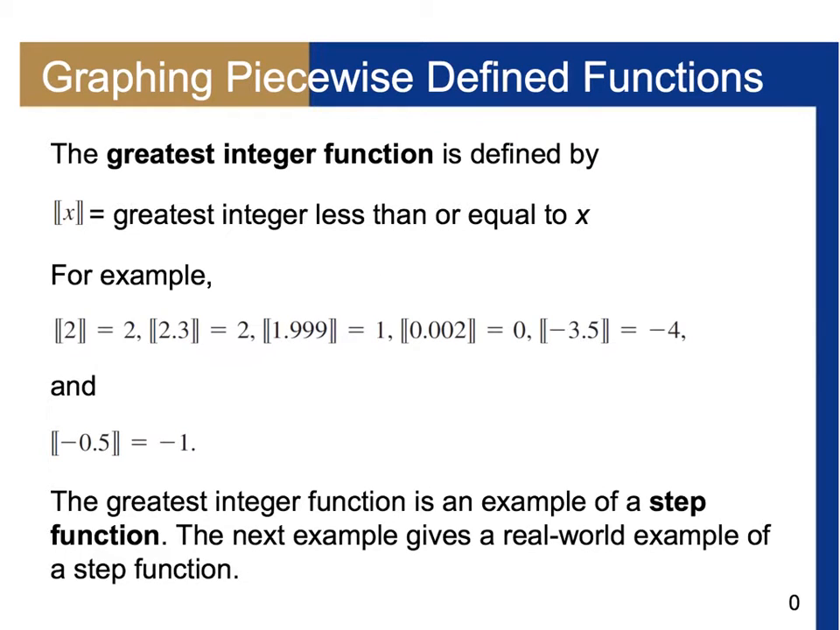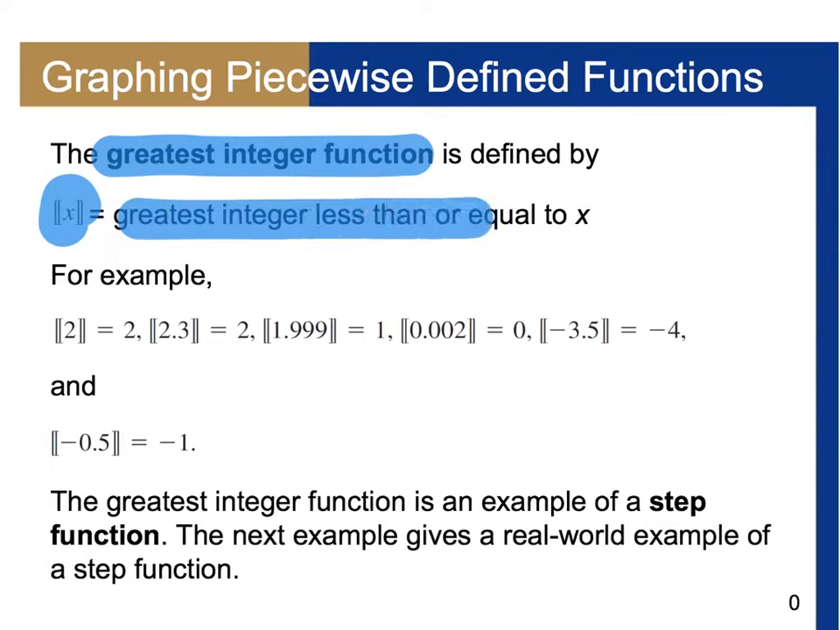Okay, let's look at another example of a piecewise function. This greatest integer function is defined by this. You'll see this kind of double, sort of like a double bracket. So double bracket of x means the greatest integer less than or equal to x.